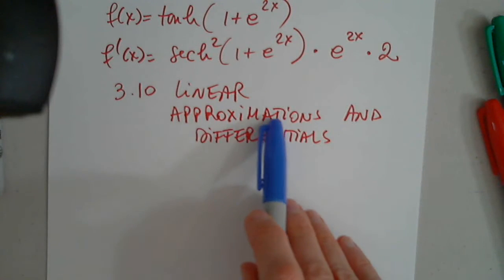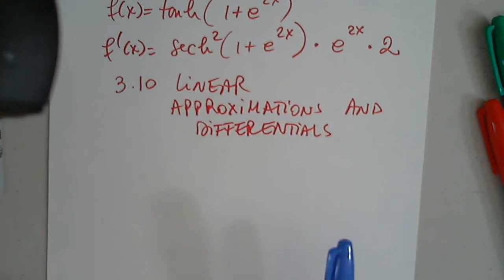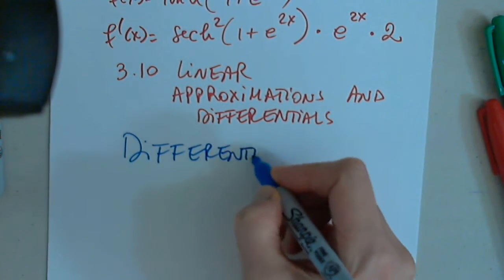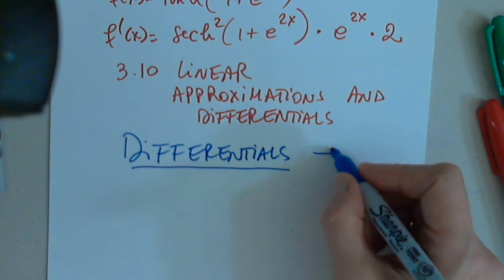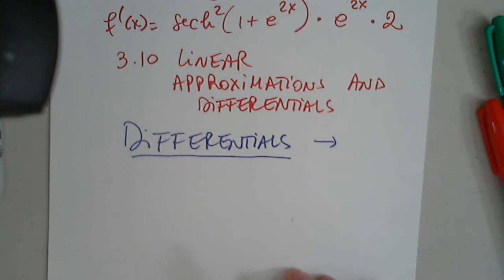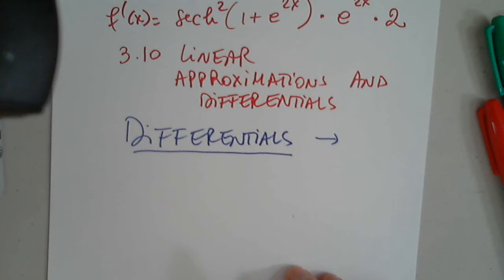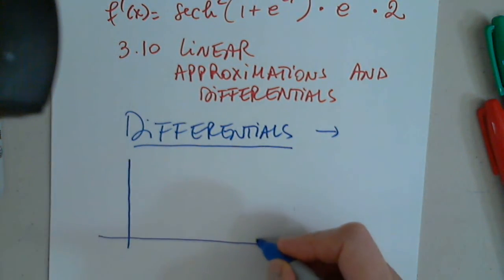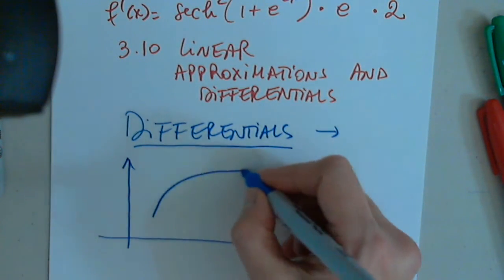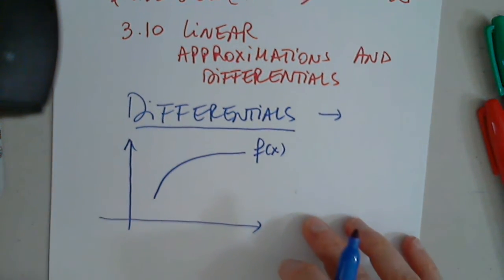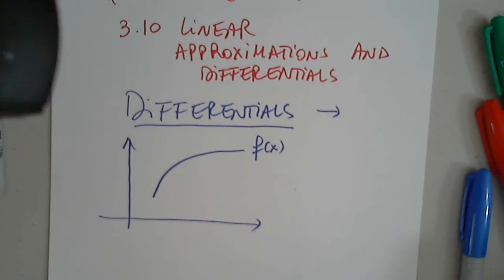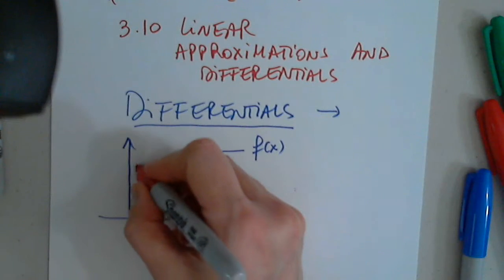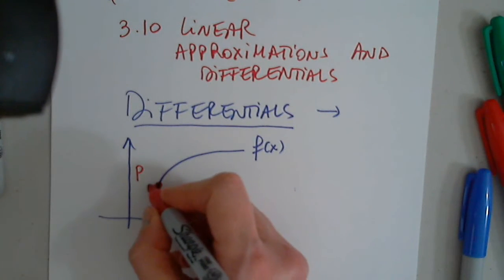I'm not going to start with linear approximations. I'm going to start with differentials. And after that, I can go back to marginal cost, to 3.7. Okay. Let's take a look at this function. Here is f of x. And I have a point on this graph. Point is P. You know the drill.